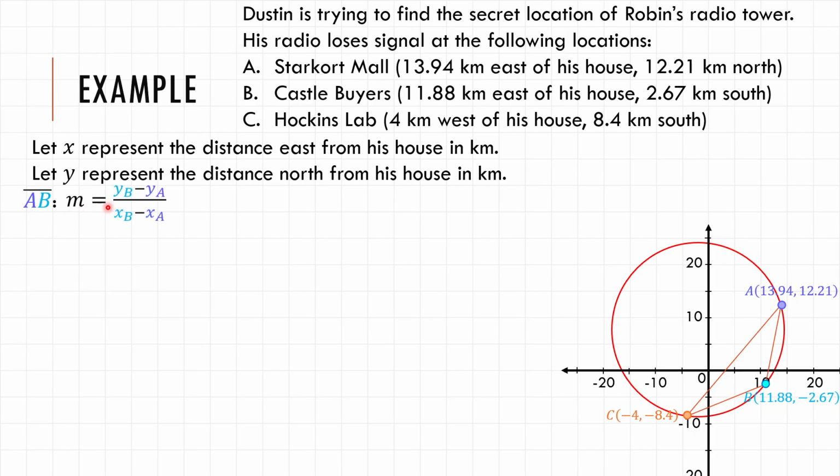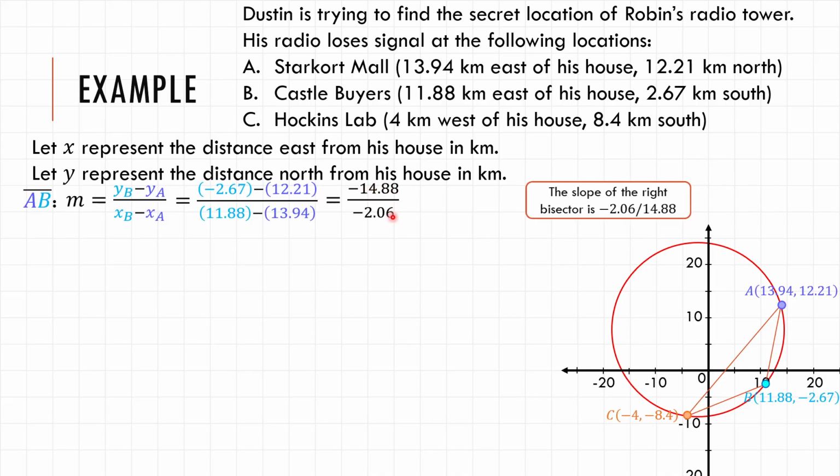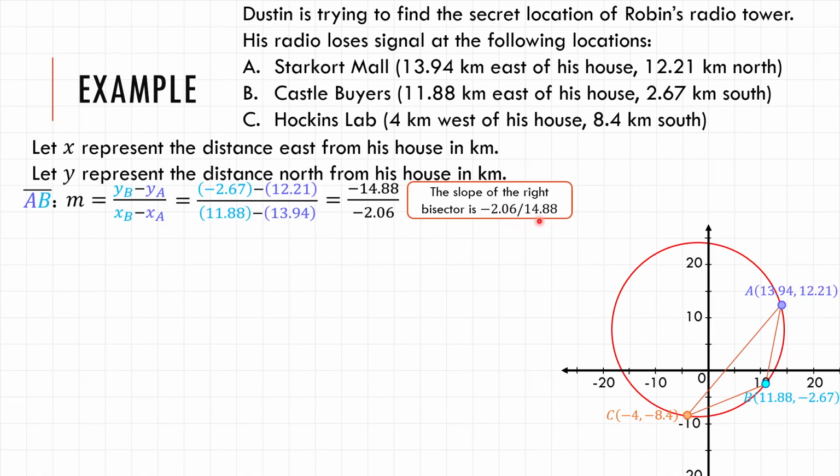So the slope of A and B can be found by taking the rise divided by the run. I'll subtract their y values, I'll subtract their x values, and before you know it, that's what I got. That's the slope between A and B. Of course, a negative divided by negative will make this entire number positive, and therefore the right bisector will be the negative reciprocal of this. So the right bisector will certainly be a negative number, and it'll just be the reciprocal of this. So I could just flip those to make 2.06 the numerator and 14.88 the denominator.